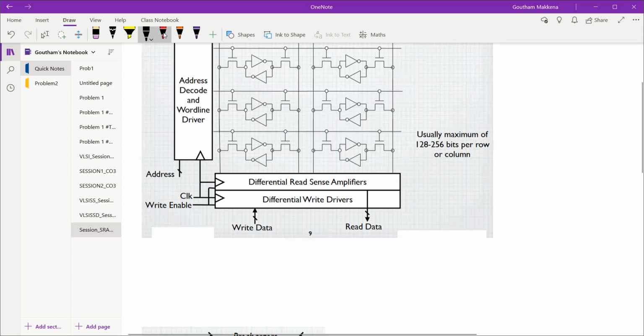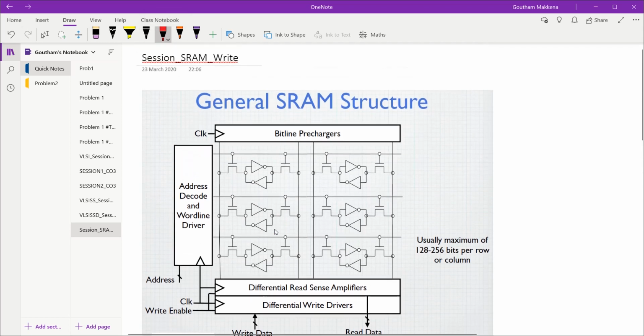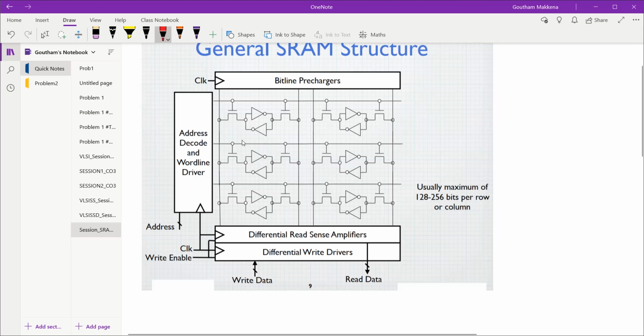So now let us look at the write operation in SRAM. In the previous lecture we have covered the read operation of SRAM. So now let us look at the write operation. This is the general structure of SRAM that we have seen.